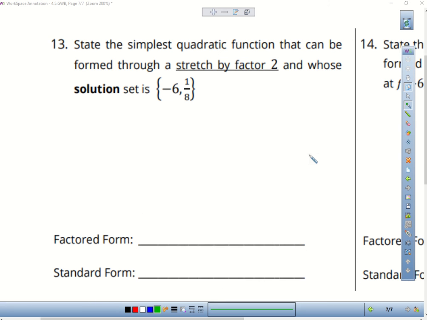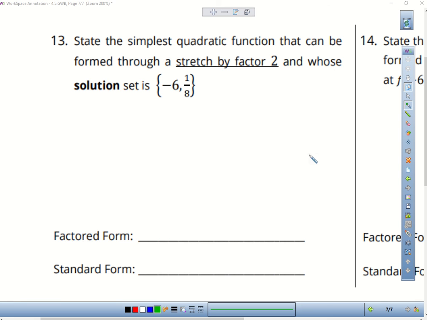So it says state the simplest quadratic function that can be formed through a stretch factor of 2 whose solution set is. So I want you to understand what a solution set is. A solution set tells you separate values for x, okay? It is not an ordered pair. So this is just telling you there are 2 values for x that we have. It's just another way of saying that information. The stretch factor is your a.